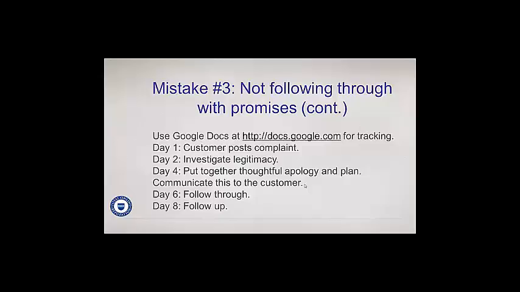So simple steps to follow. Go to docs.google.com, sign up for an account or log in with your existing Google account, and create some sort of a process. Document each step with detailed dates and notes. For instance, day 1, customer posts complaints. Day 2, you investigate. Day 4, put together a thoughtful apology and plan. Communicate this to the customer. Day 6 and 8, follow through and follow up and loop back. Something like this can be effectively done for free on Google Docs to make sure that you're following through with your promises.